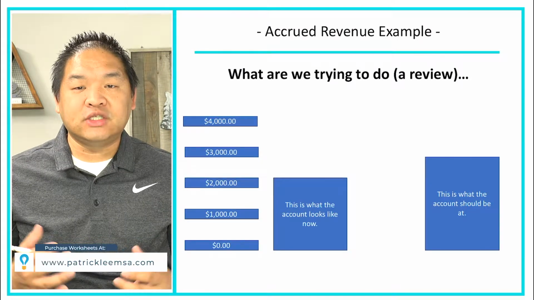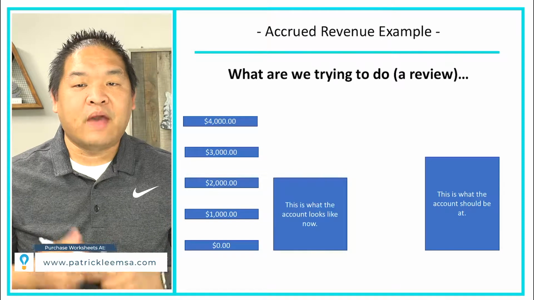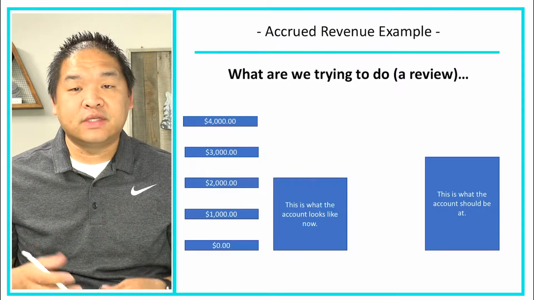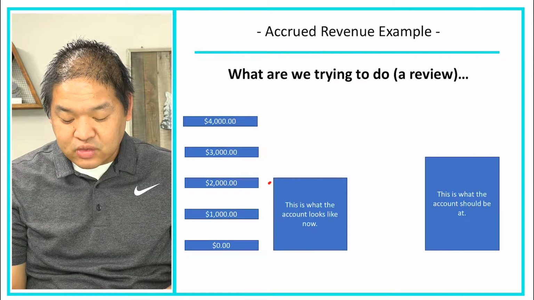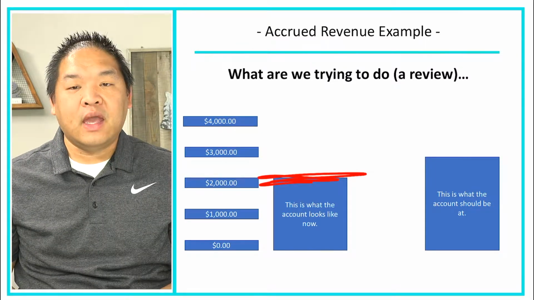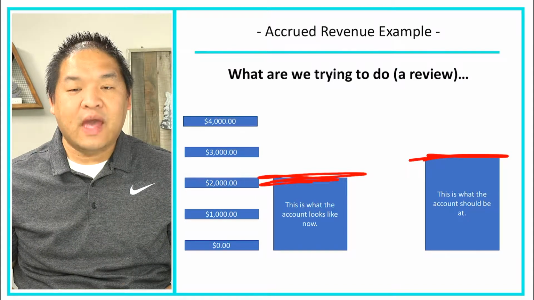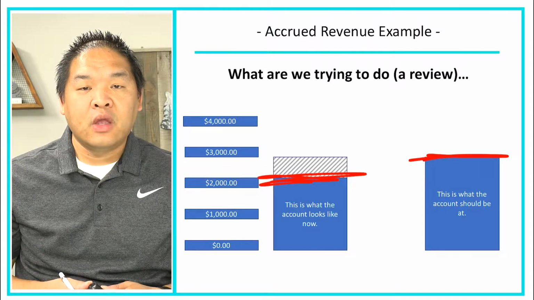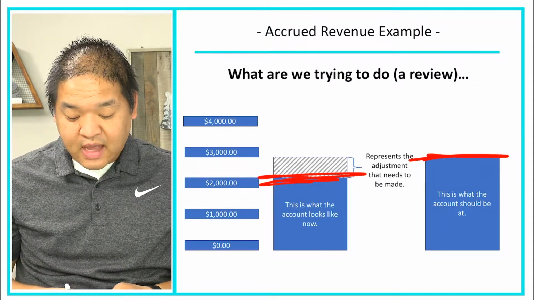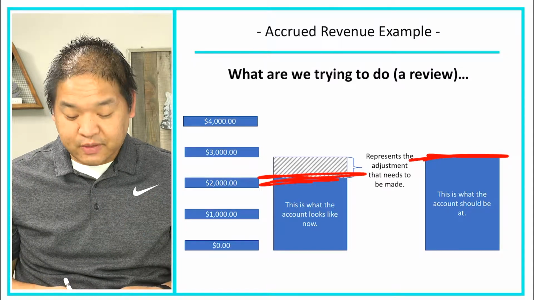Well, what we're trying to do is accrue revenue that we've actually earned, but we haven't been paid for it yet. So in this example here, we see that our account has $2,000 in it right now, and it should have $3,000 in it. And so we have to make an adjustment. The gray area or the slash area here represents the adjustment that we are going to need to make. In this case, a $1,000 adjustment.